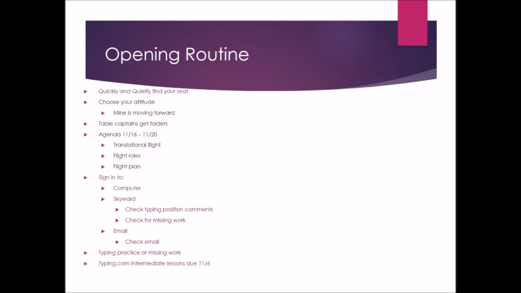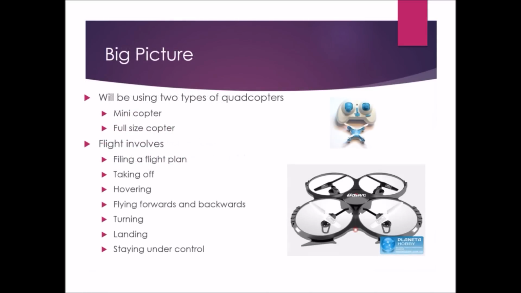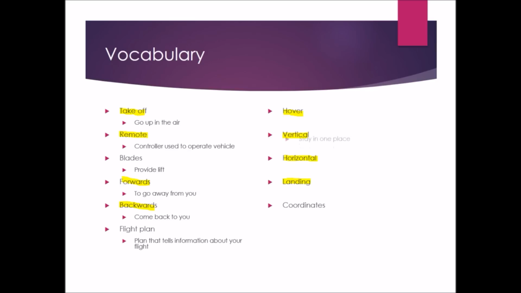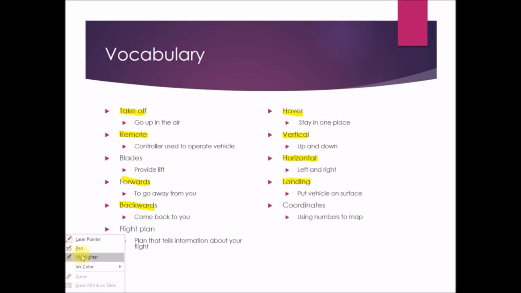Alright, so in the past couple videos, we've talked about translational flight, and we've talked about the roles of the flight team. This one's going to focus on the flight plan itself, and filling that out, what that looks like, what that form looks like. You're going to need to download that flight plan from an email that I will send out to you, and you'll need to make sure you have it saved in your folder under, I would say, flight plans or flight work.